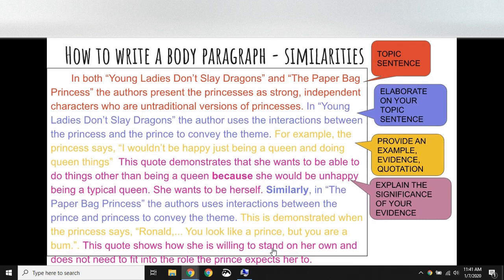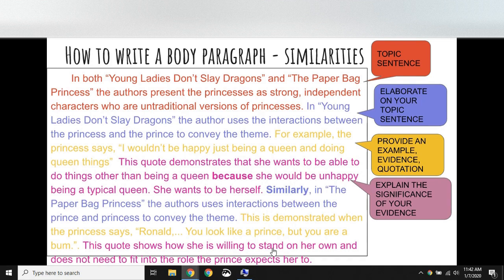Then you want to elaborate. You want to further explain what you mean. In Young Ladies Don't Slay Dragons, the author uses interactions between the princesses and the prince to convey the theme. And then, what's that yellow part? Yeah. I want to see examples, evidence, quotes. For example, the princess says, I wouldn't be happy just being a queen and doing queen things.